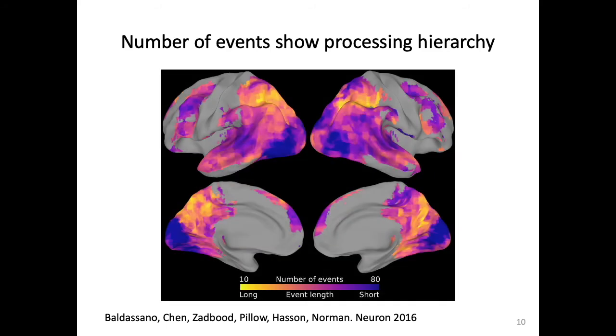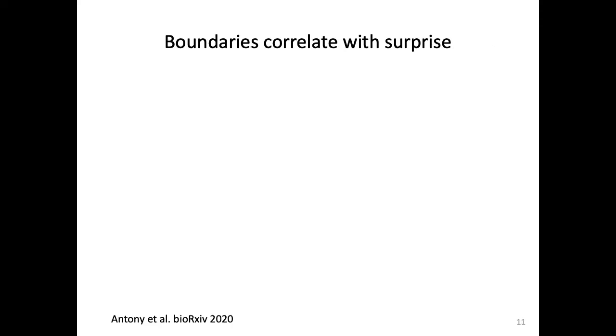We can also look at how the optimal number of event boundaries differs across regions. What we find is a gradient from sensory cortex to high-level cortex, such that regions such as visual cortex and auditory cortex have a large number of event boundaries, whereas in high-level cortex we see much longer events on the scale of up to a minute in length.